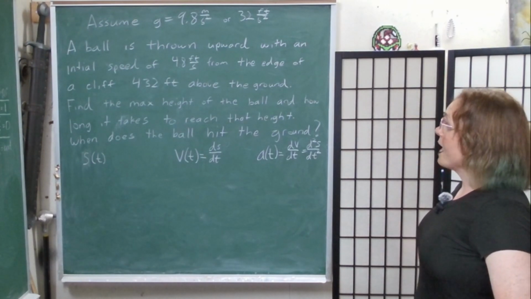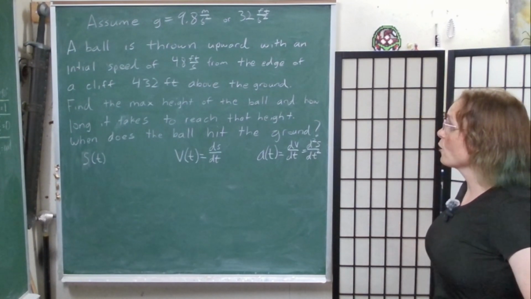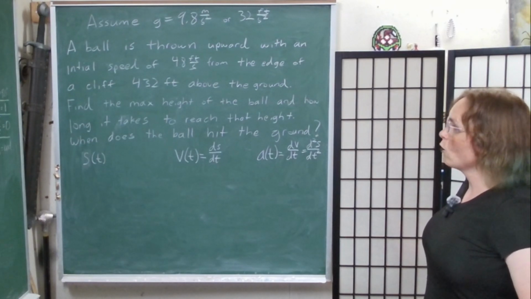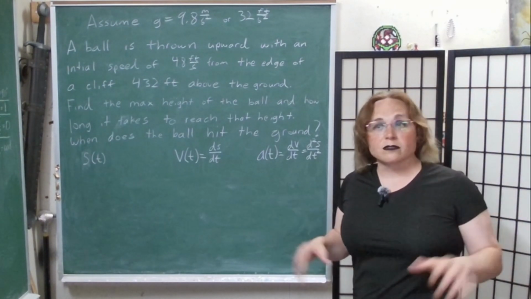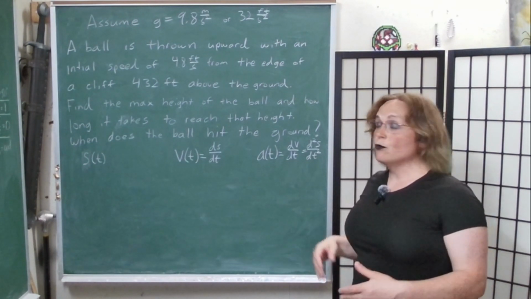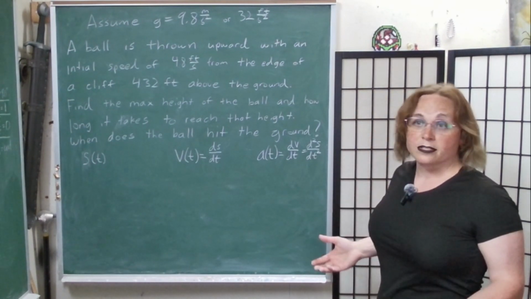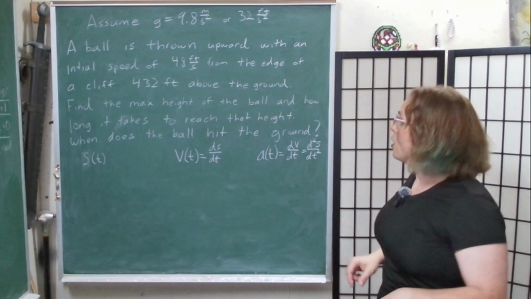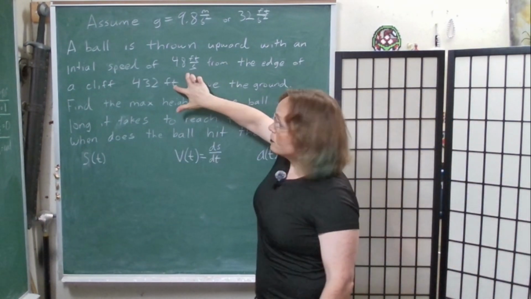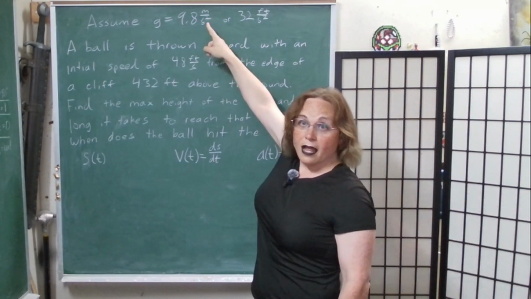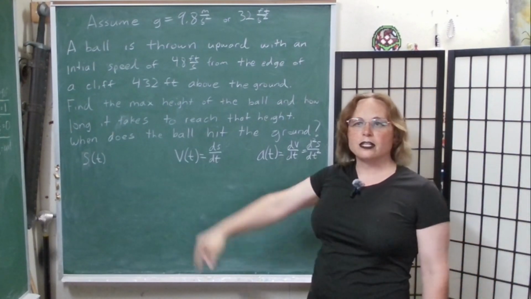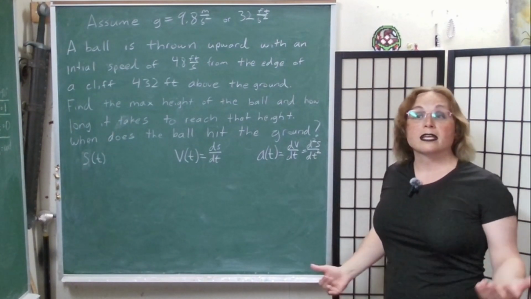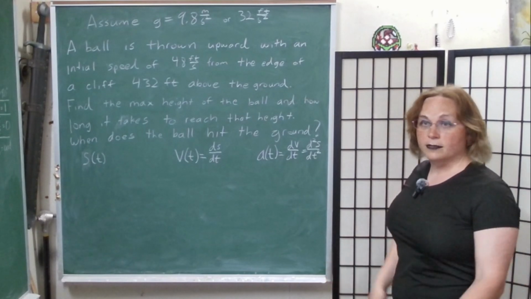Find the maximum height of the ball and how long it takes to reach that height. Also, when does the ball hit the ground? You can do this with algebraic equations if you know all of your kinematic equations. However, simply knowing those pieces of information, you can derive all of the information you need to solve this problem using calculus and the antiderivative.